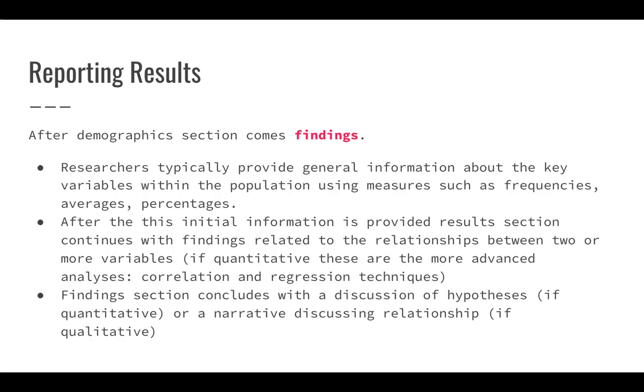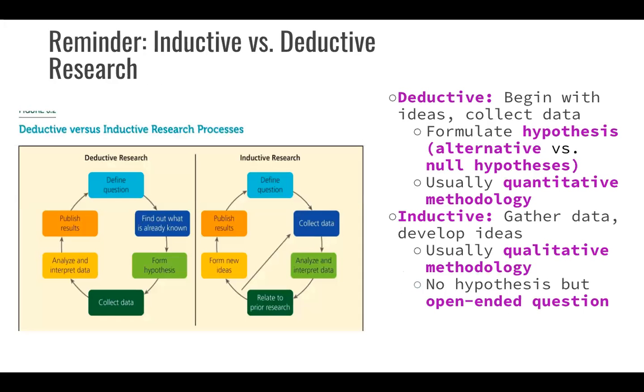The findings section concludes with the discussion of the hypotheses, if you have hypotheses, if you were conducting quantitative research, or with the narrative discussing the relationship and the patterns that you noted in your population. And that's if you were doing qualitative research. And so, I have emphasized this several times, that certain types of research involve certain types of methodology, and then what you actually do in the process of setting up that study can slightly differ.